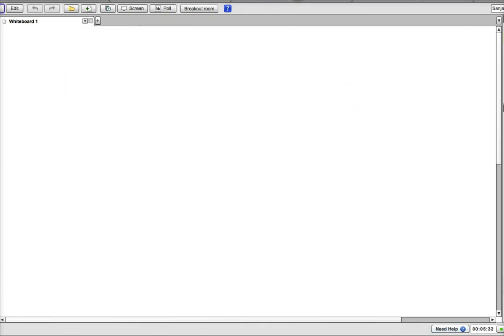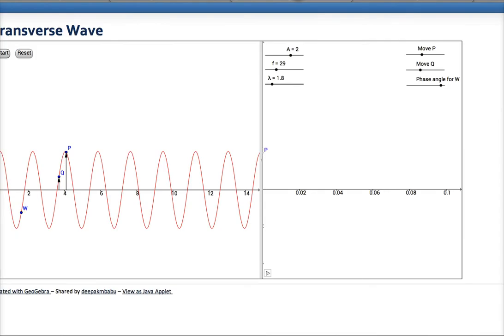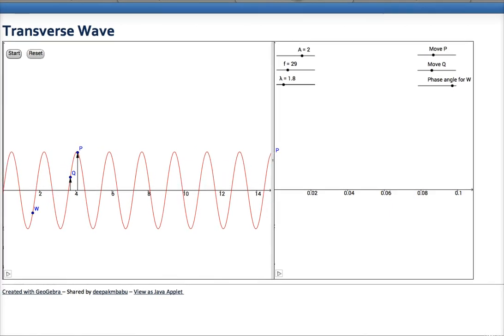Let's kick it off. So our first experiment today is on transverse waves, trying to understand the phenomenon of transverse waves. And here you have a transverse wave setup. These are the controls. This is the reset control over here. This is the parameters control for the transverse wave. And this is the particles.